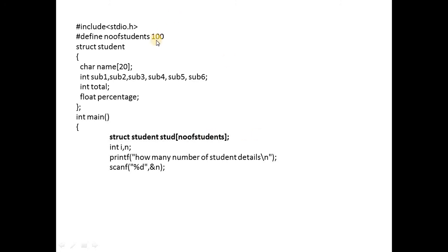And then when you are writing the main function, you are writing student with the number of students. So what is the number of students? 100. So 100 into 52, that is 5200 bytes you are giving for this particular student. So this is how you will create the array of structures.